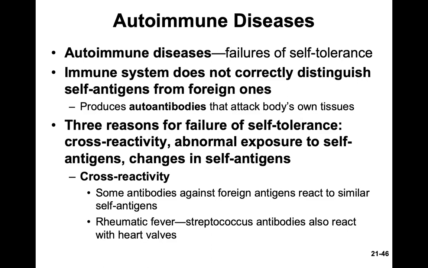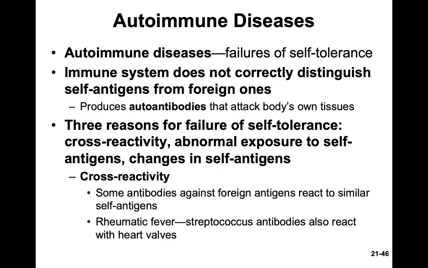But when that fails to happen, then you have these white blood cells that produce antibodies that will attack its own self. It cannot distinguish itself from foreign antigens. There are several reasons why your body will start to attack itself, that it's not tolerant of itself anymore. You have cross-reactivity, which we'll talk about, you have abnormal exposure to self-antigens, and you have changes in self-antigens.